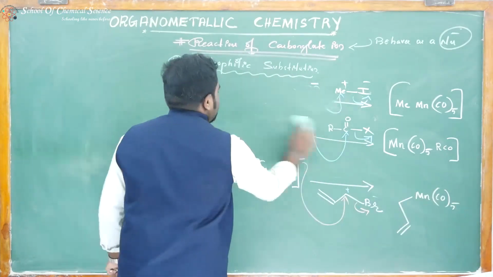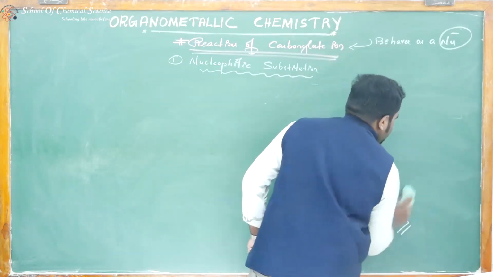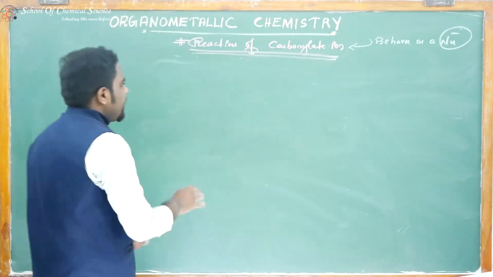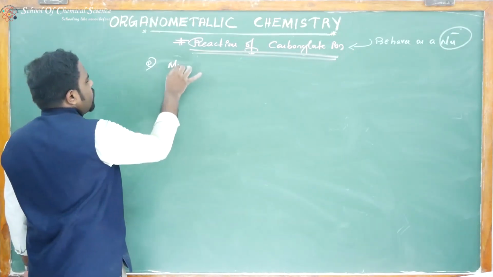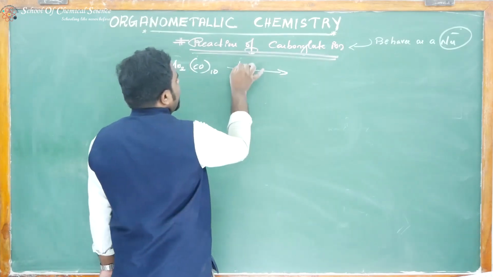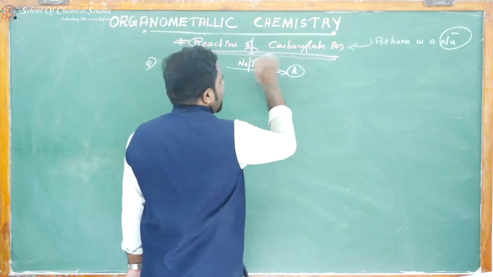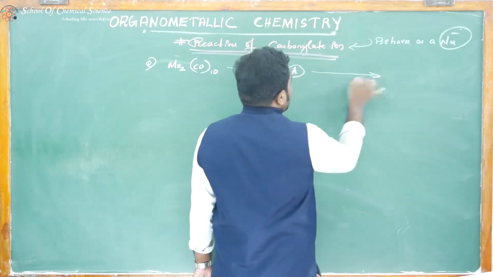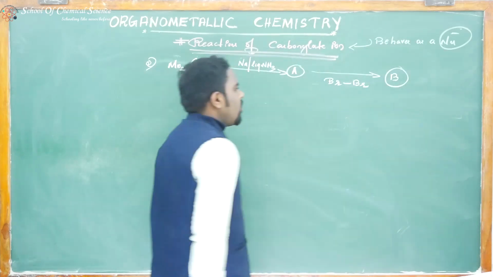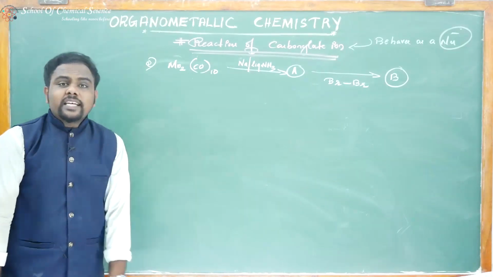Then one of the previous questions in the NET exam, based on nucleophilic substitution. The question is: Mn2(CO)10, first step on reaction with sodium in liquid ammonia, a product A will be formed. Next step, A on reaction with bromine, Br2, a product B will be formed. What is the reaction? You know Mn2(CO)10 is a metal carbonyl, sodium in liquid ammonia is a reducing agent.